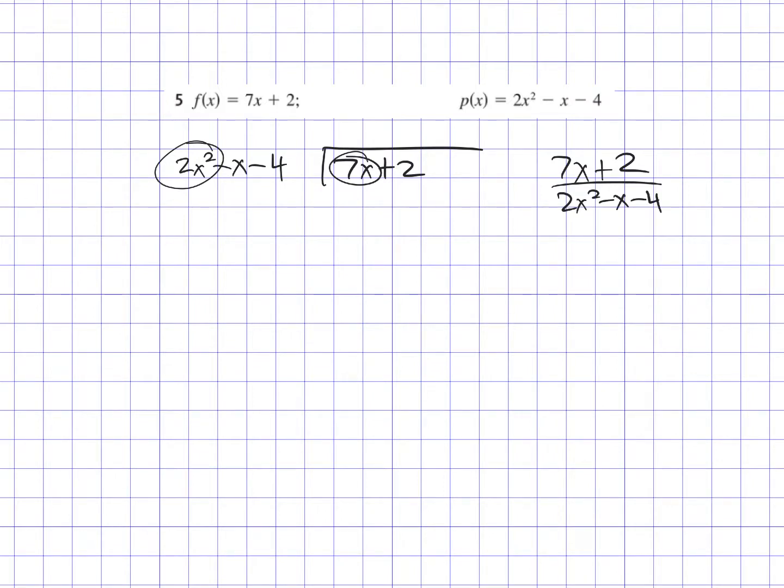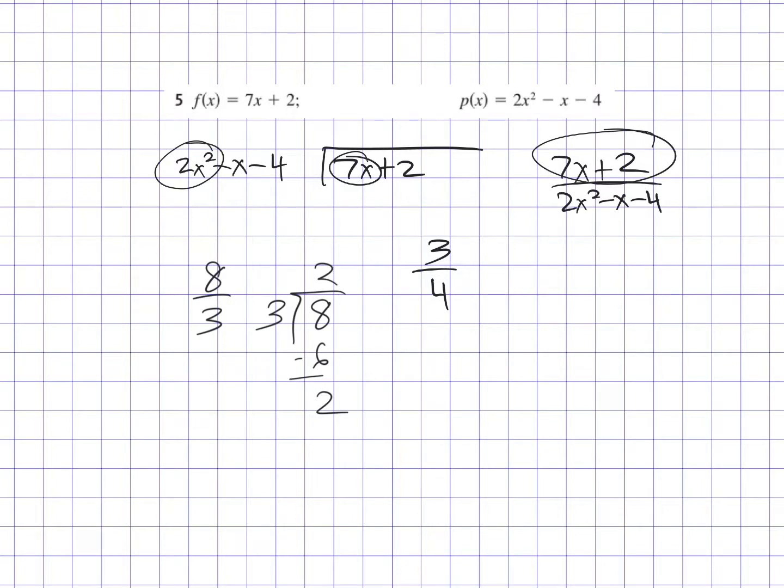It's the same thing as looking at something like 3/4. The top number is smaller than the bottom one, so you don't need to reduce it anymore, as opposed to something like 8 over 3, where you would take the bigger number divided by the bottom number, and then you get a quotient, and then you get a remainder. But here, the top one is smaller than the bottom one. So we're done. 0 is your quotient, and 7x plus 2 is the remainder.